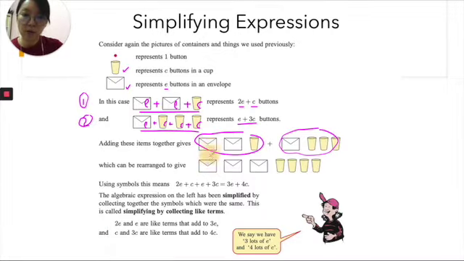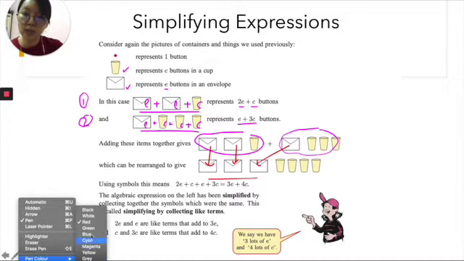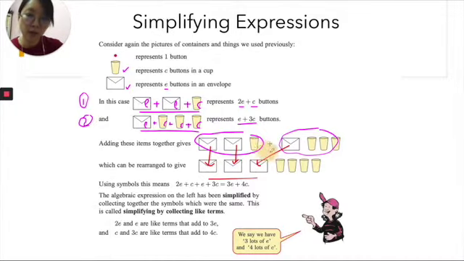First, I'm going to arrange all the envelopes together from the first case and also from the second case. This is called arranging the like terms, putting all the envelopes together. And then I'm going to arrange all the cups together from the first case and from the second case. This is also collecting the like terms together. Envelope, I put one side. Cup, I put another side.